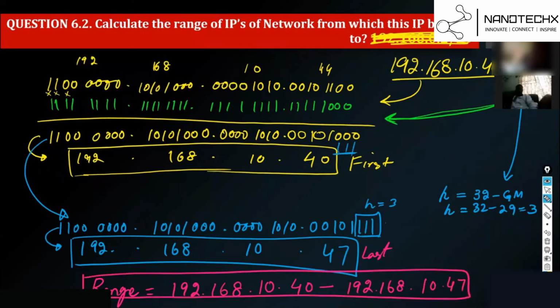This is our answer. Right? From 40 to 47 means 8 IP addresses. Dot 40 cannot be used, dot 47 cannot be used, so 41, 42, 43, 44, 45, 46: 6 IP addresses are usable. Clear on this one, guys?